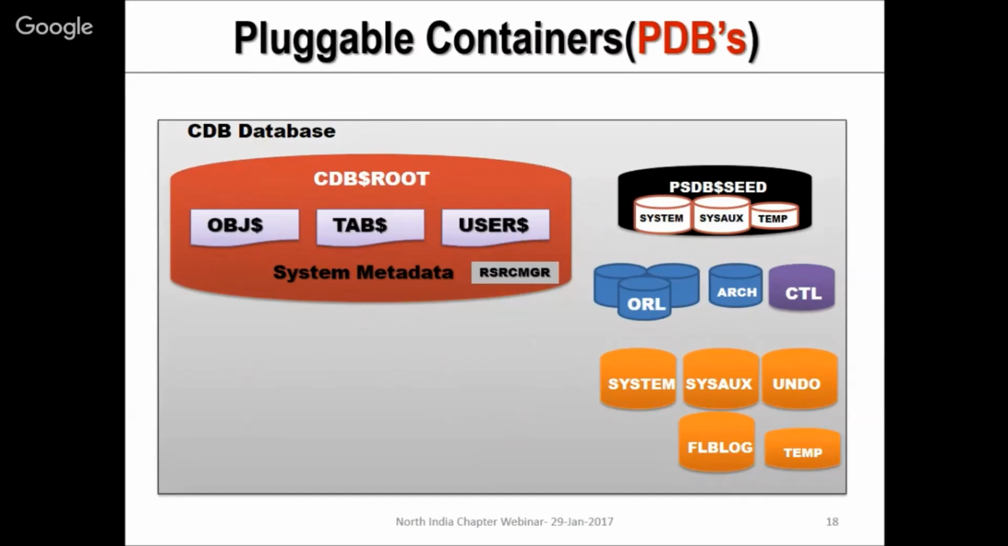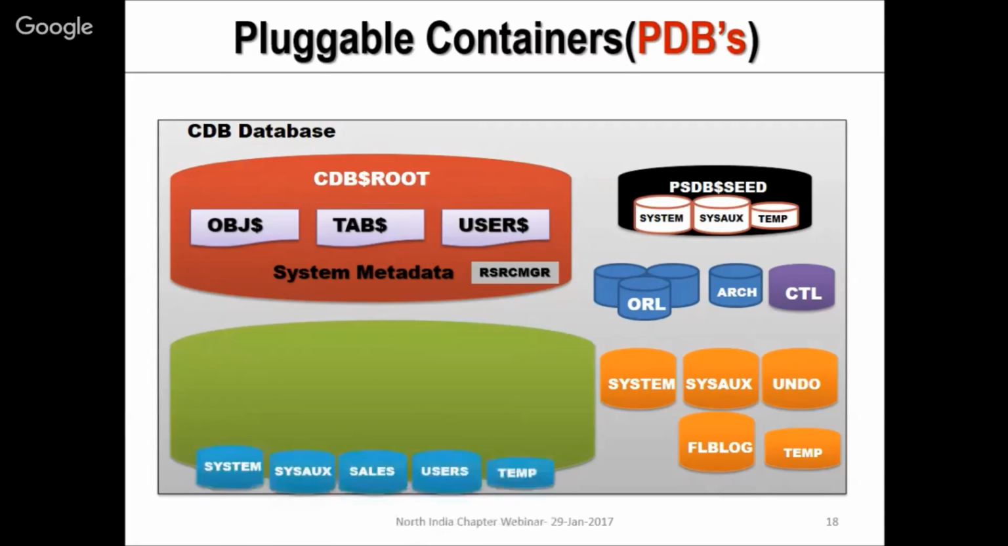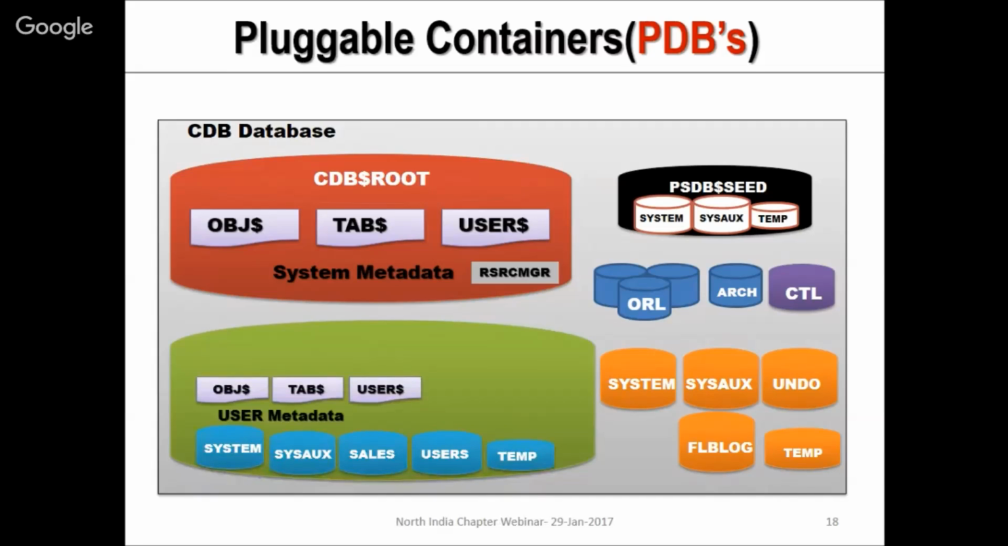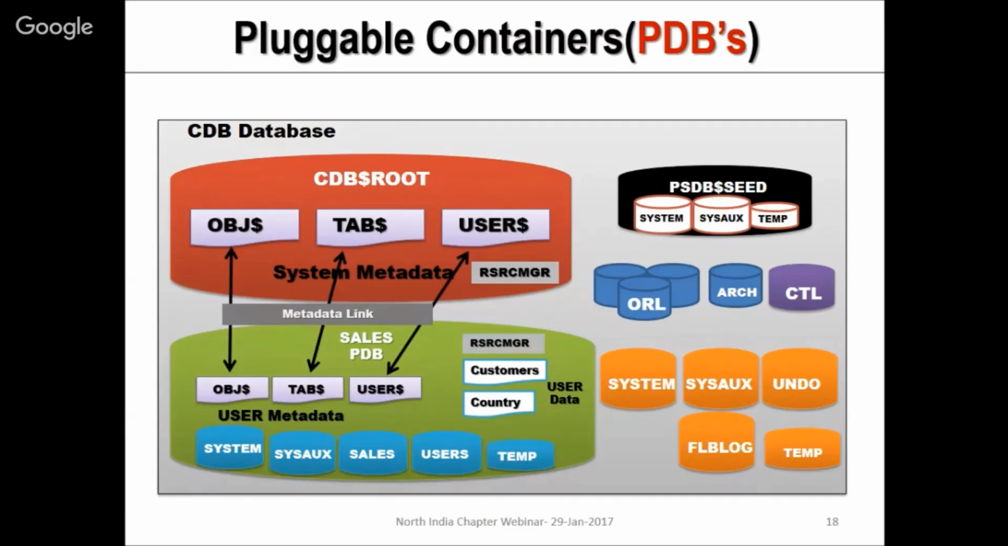So what we can see here is that we have got a root container so far, a seed container so far, and a bunch of files and table spaces which are going to be required to manage the system altogether. But now we introduce the user level pluggable. We have a user level pluggable created, which is going to be called sales. And you can see in this sales pluggable, I've got the tables customers and countries available to me.